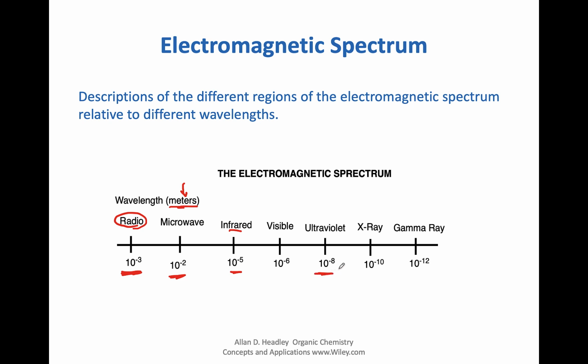Ultraviolet, 10 to the negative 8. Of course, as you know, you do not want to be exposed to ultraviolet radiation for too long. Very short, much shorter than the visible. Here is the X-ray, even shorter, 10 to the negative 10. And the gamma ray, which is even shorter, is 10 to the negative 12. So this gives you the relationship of the wavelength of energy as broken down to give you different type descriptions.